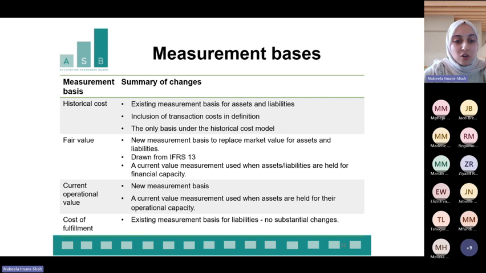And lastly, cost of fulfillment. It's an existing measurement basis for liabilities. So it was in the old conceptual framework and it is still in the new conceptual framework. And here there are no substantial changes. Now we will have a detailed discussion on these four measurement bases in the next part of the presentation on IPSAS 46. IPSAS 46 describes these measurement bases in detail and also identifies the techniques used in applying the bases.